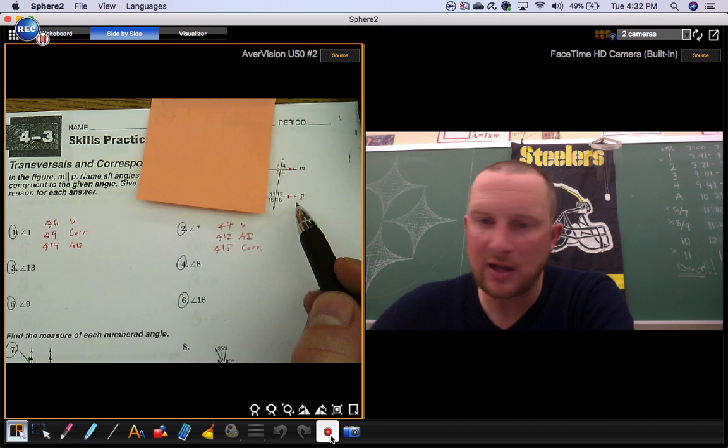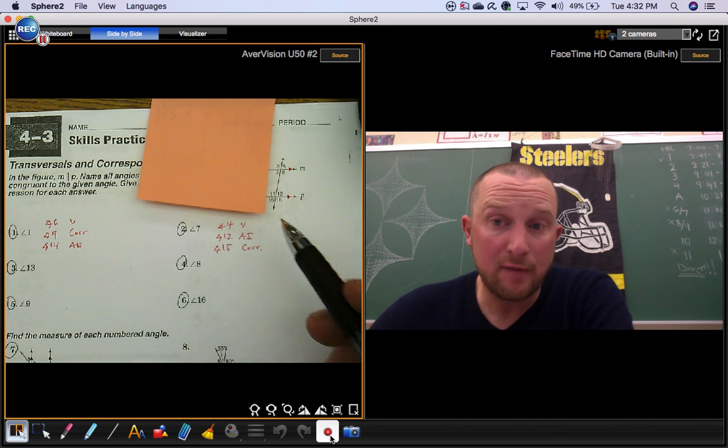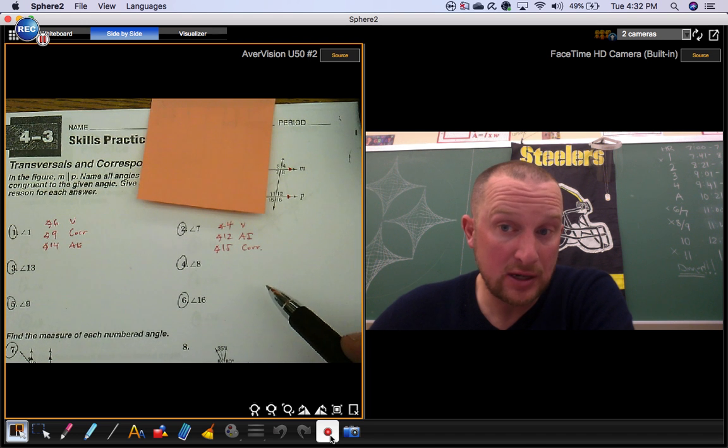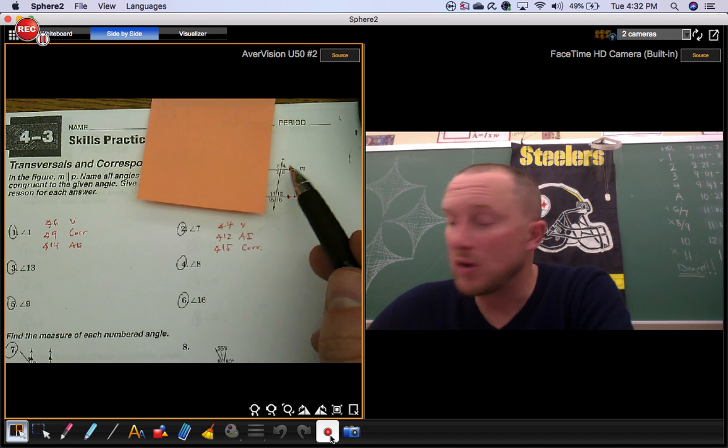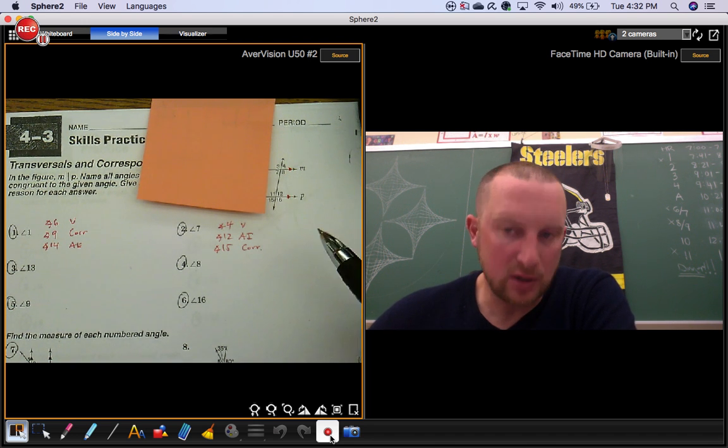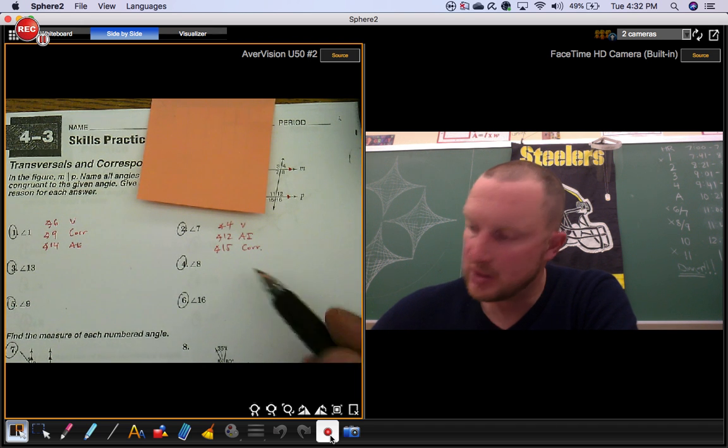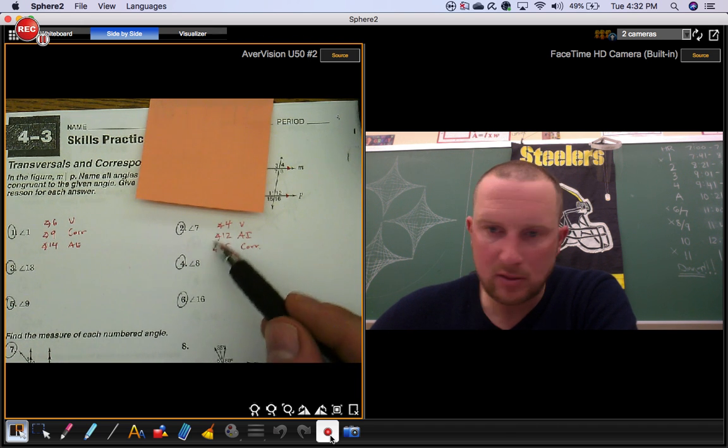When you have parallel lines and a transversal, you're going to have 4 angles that are acute and congruent to each other. And you're also going to have 4 obtuse angles that are congruent to each other. So these 4 right here are all congruent to each other.